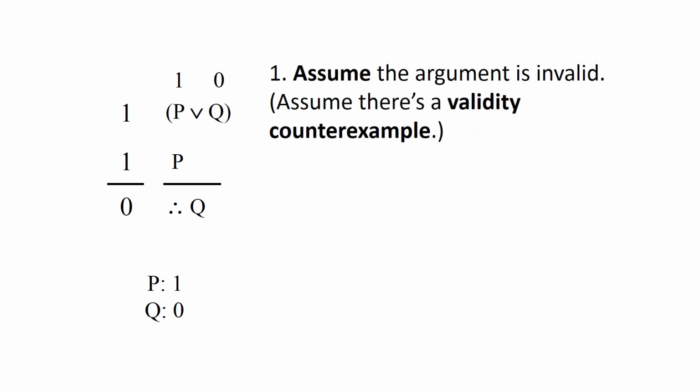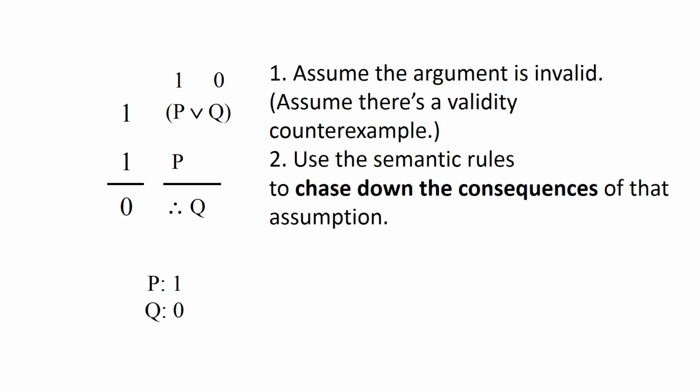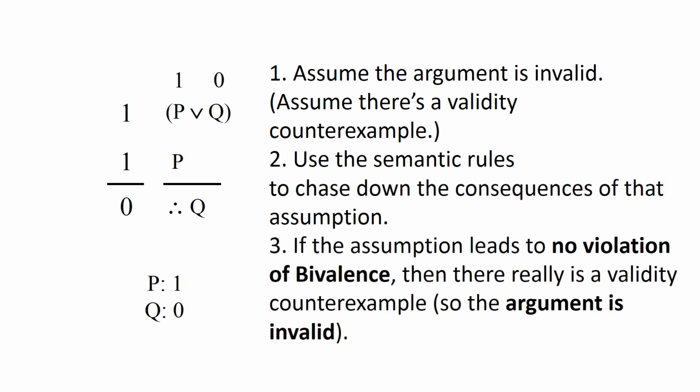Let's review what we did in this second invalid argument. Again, assume that the argument's invalid by picturing a validity counterexample. Again, follow down all the consequences of that assumption by appealing to the semantic rules. In this case, our assumption led to no violation of bivalence. There really is a possible way to have all the premises true and the conclusion false. There really is a validity counterexample. So the argument is invalid.